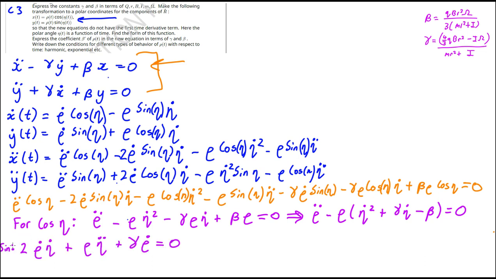Okay, and that was for sine. Now the next argument that I need to make is I'm going to try and convince you that this term here has to equal 0.